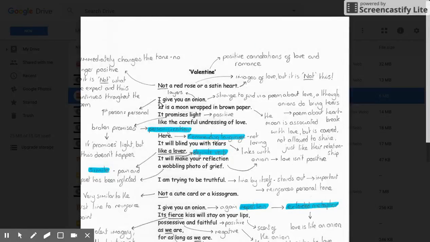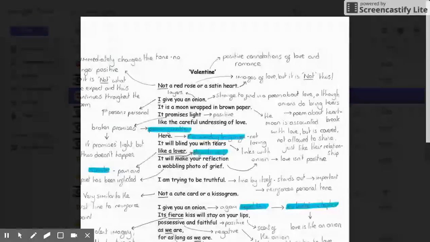We then go to the first line of the second stanza, I. This is a personal poem. We have a first person narrative voice, I. I give you an onion. Now, again, when we think of Valentine's, we would expect chocolates, roses, a satin heart, but this person's saying no. I give you an onion. The give is quite a commanding verb.